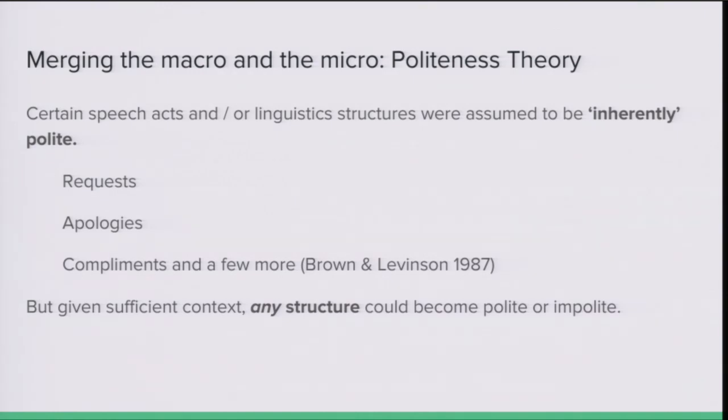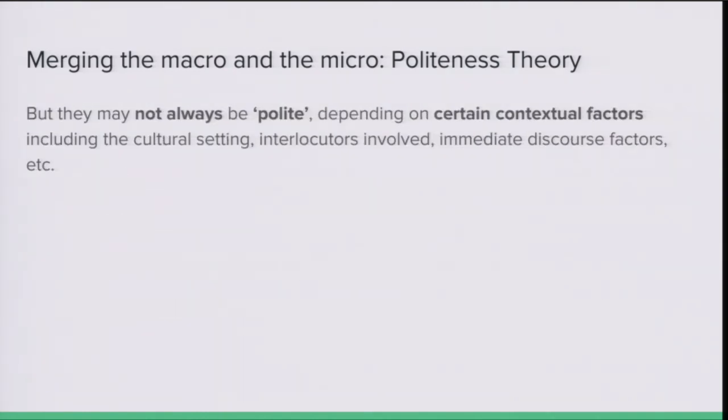So the theory has been attacked from all sorts of places, and one of the major ones, besides the rational being assumption, which largely no longer holds in pragmatics. If you look at the use of language, you'd also be as sure as most pragmaticists that we are not rational beings. But besides that, given sufficient context, any structure could become polite or impolite. That's a very strong claim to make.